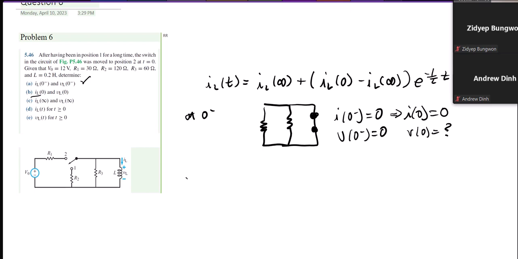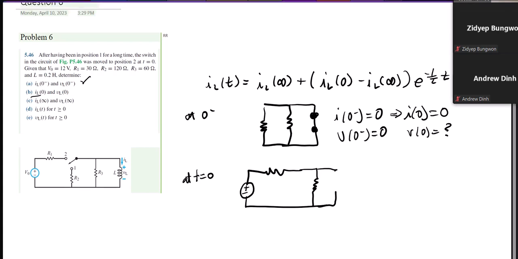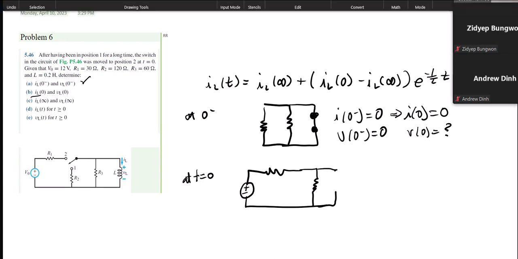So now we're going to draw the circuit at t equals 0. So now we're going to move to position 2. There's no current because there's no source. Now, if it was charged, like if it didn't say for a long time, then you can have a current for a time, but eventually it's going to discharge if there's no source.